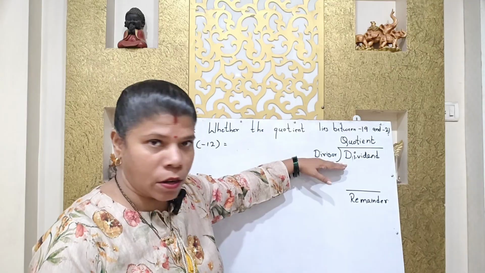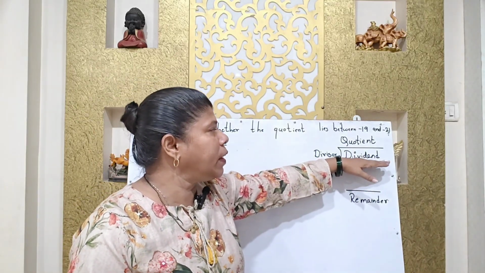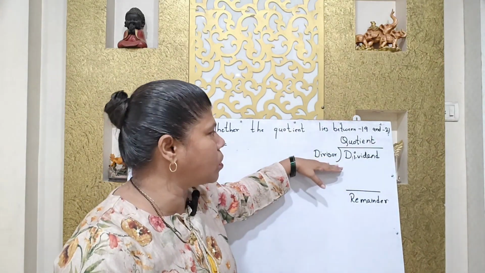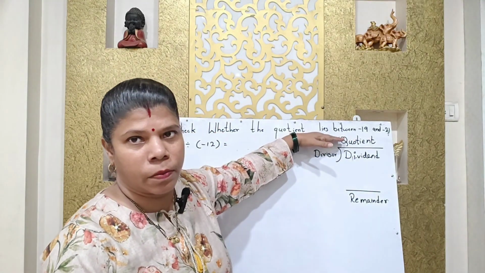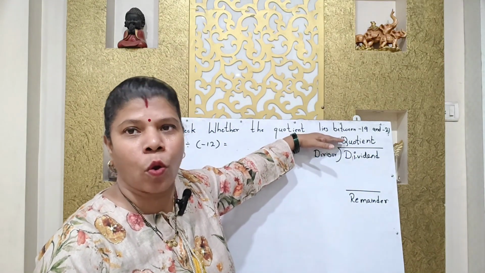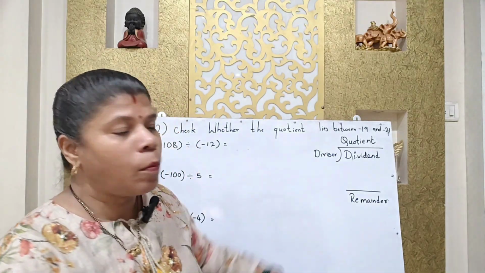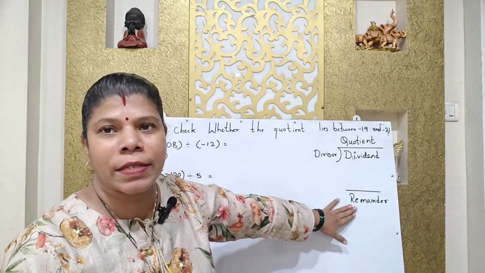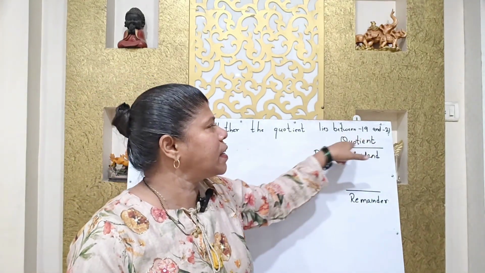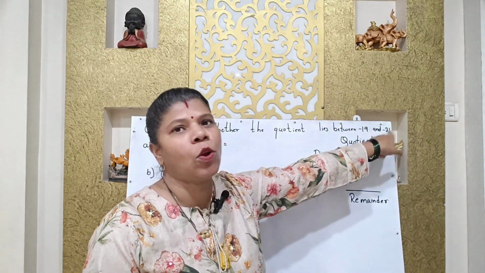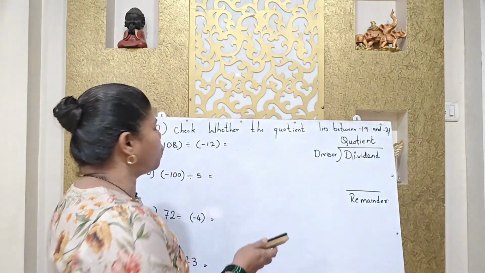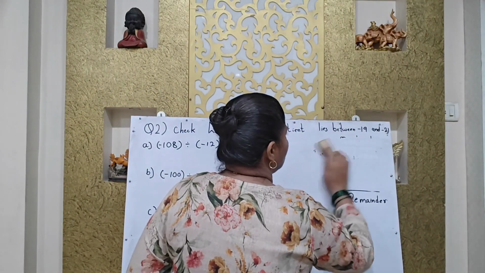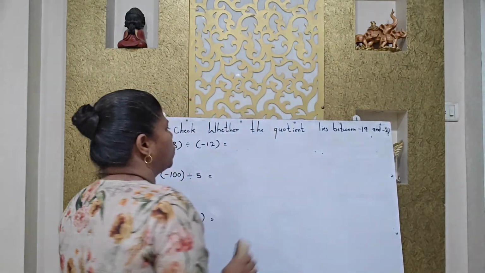जब हम डिवाइजर से डिविडेंड को डिवाइड करते हैं, तो व्हाटएवर वी राइट हियर अबाउट दिस लाइन इज नोन एज अ क्वोशिएंट. Okay, and whatever remains is known as a remainder. So they had asked, ये जो quotient है वो -19 और -21 के बीच में lie कर रहा है या नहीं. So first we will do the sum here.